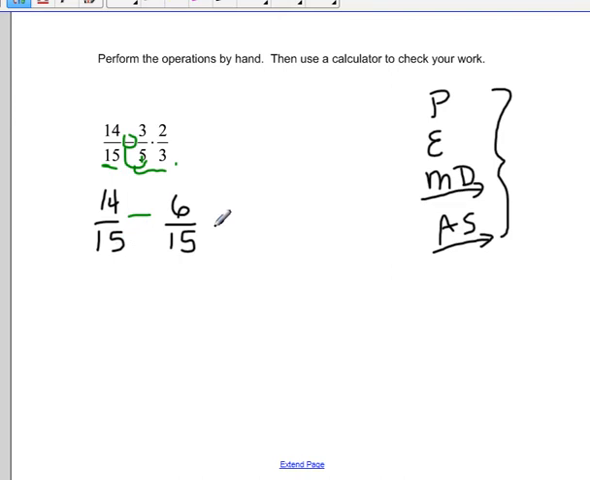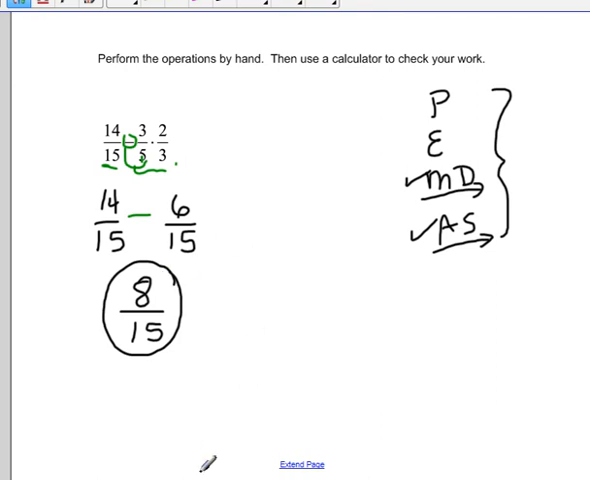And now you can see why not doing the canceling of the 3's was really helpful. Because now when I have to do my subtraction, I already have my common denominator of 15. Because once we do the multiplying, then we're going to come back and do the subtract. 15 is going to stay my denominator. And 14 minus 6 is 8. 8/15 won't simplify, so that would be our final answer.